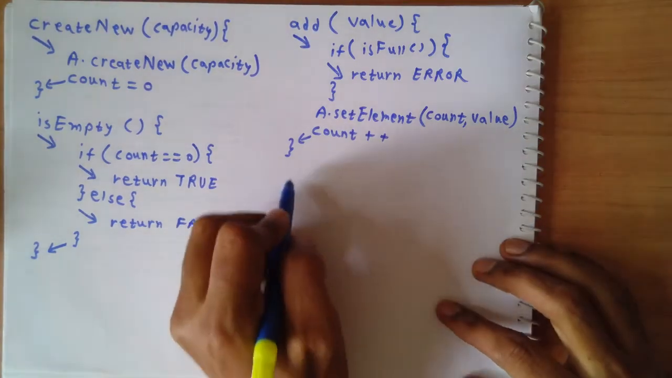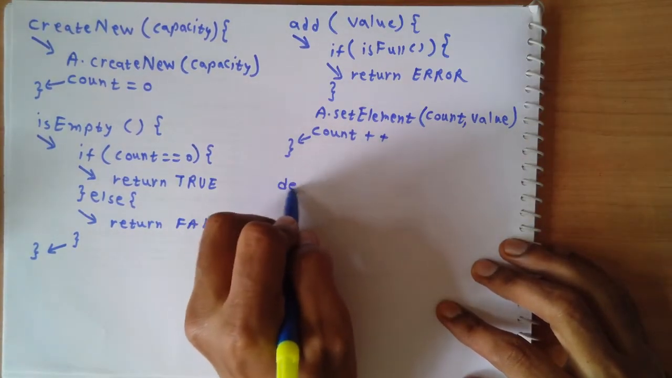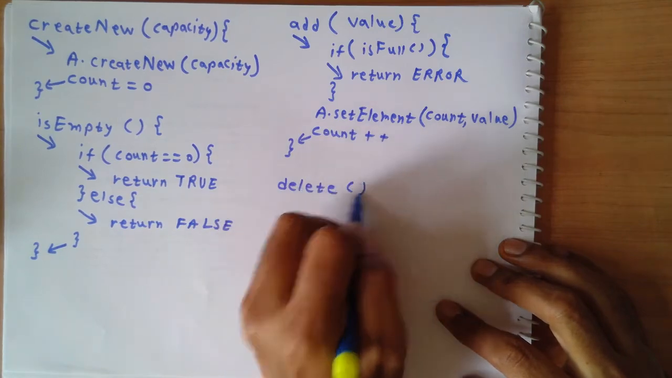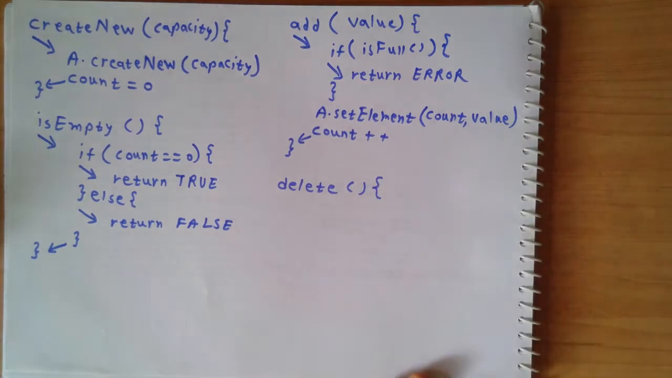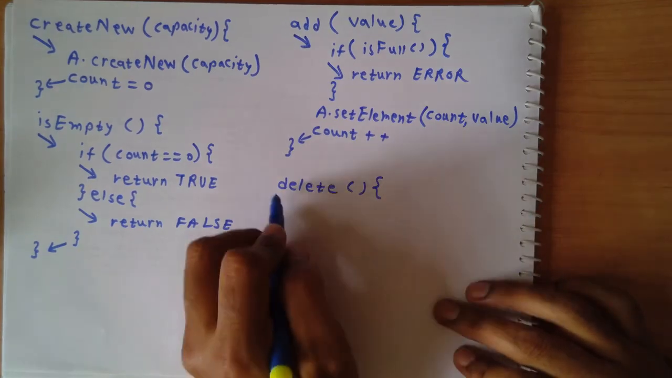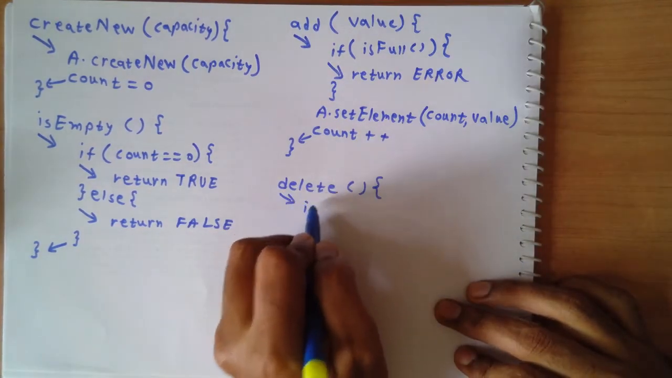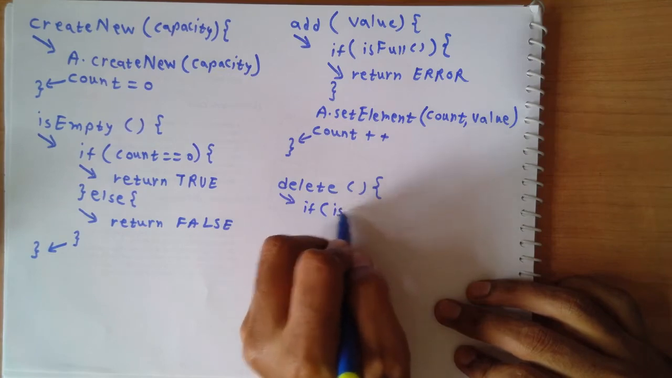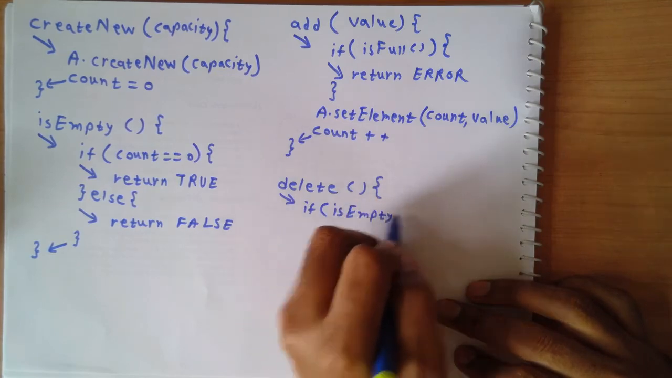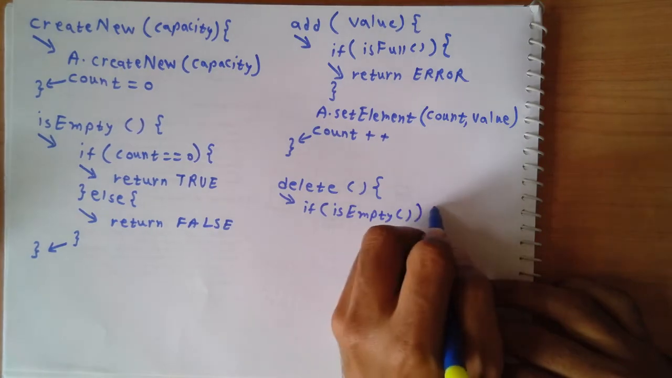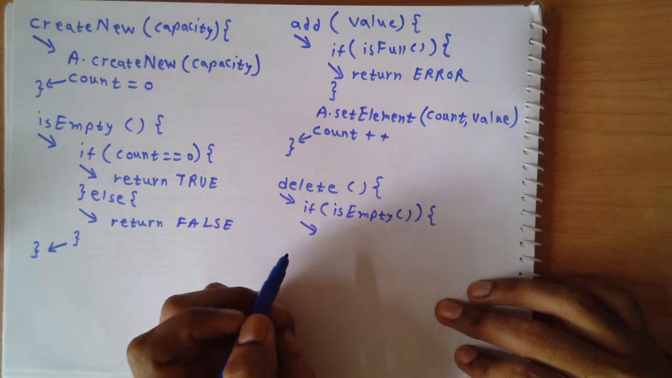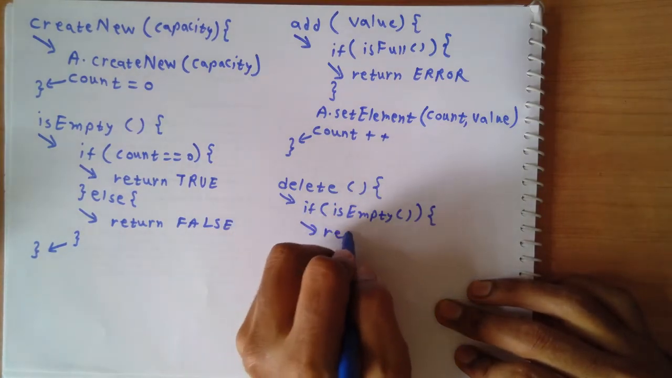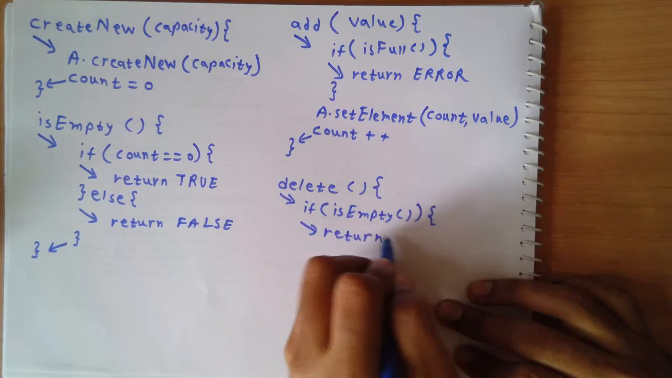And similarly we will have the delete function. The delete function will not receive any input. What it will do is simply return the element that was added first. So what I should do is first check if my queue is empty. So ask the question, if is empty is true, in that case what should I do? I should return an error, because if the queue is empty, you cannot delete anything from the queue. So we are going to return an error if this is true.